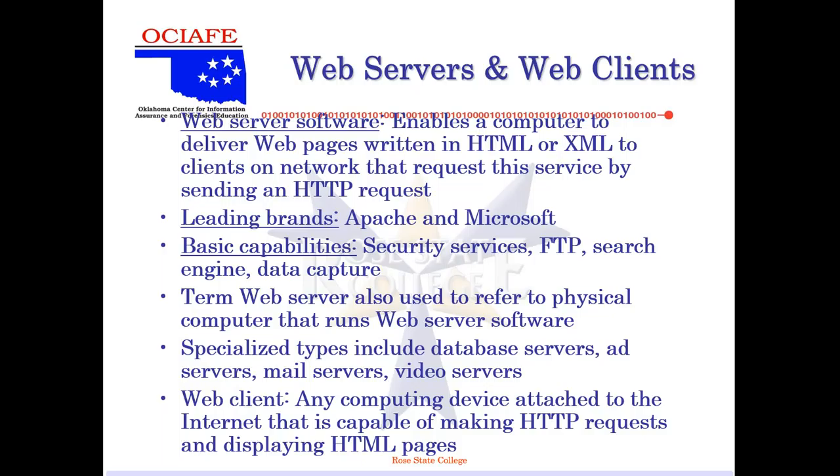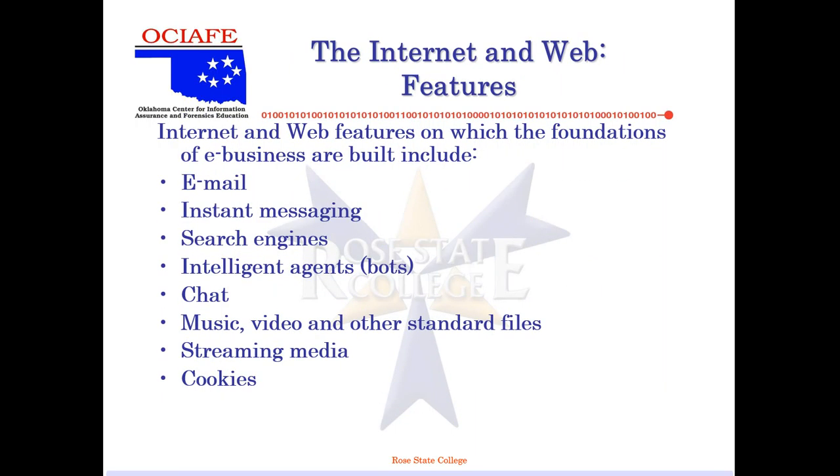Specialized types, you can have database servers, ad servers, mail servers, video servers. You can make a server whatever you want it to be. A web client is any device that connects to that web infrastructure and displays the HTML pages from that server. Finally, what are some of the features? Well, you can have email, instant messaging, search engines, bots, which can be good, can be bad. You can do chats, music, video streaming, and you can have cookies.